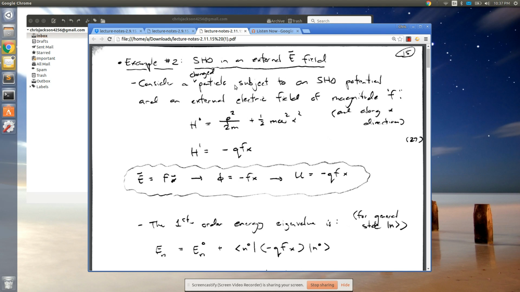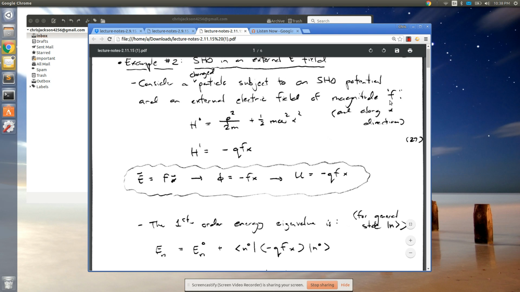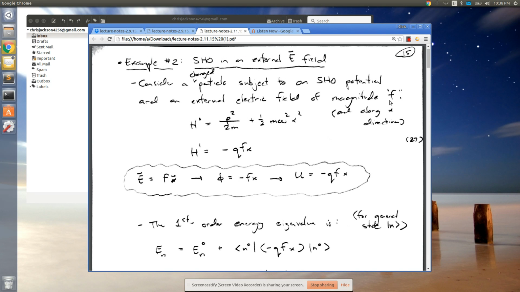I like this problem. We're going to consider a charged particle subjected to a simple harmonic oscillator potential, and this charged particle is in an external electric field. The electric field has some magnitude that I'll call little f. For simplicity, consider a one-dimensional oscillator, and we'll put the field in the x direction, the direction that the oscillator moves in.